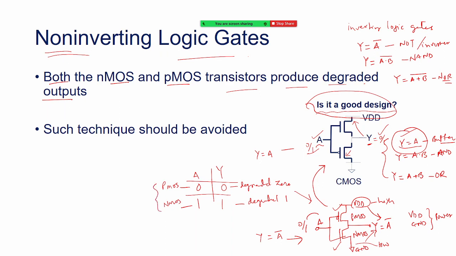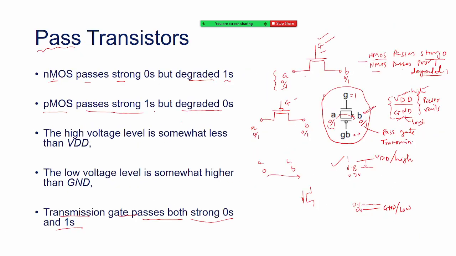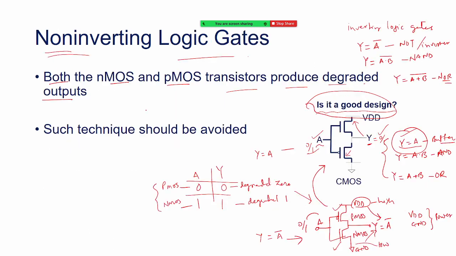And we have just declared the two rules: NMOS is only good for passing strong 0 and PMOS is only good for passing strong 1. That means strong 0 is strong low logic and strong 1 means strong high logic. We'll see that in subsequent classes in detail, why. So we've just seen that this is not a good design, you should avoid it.